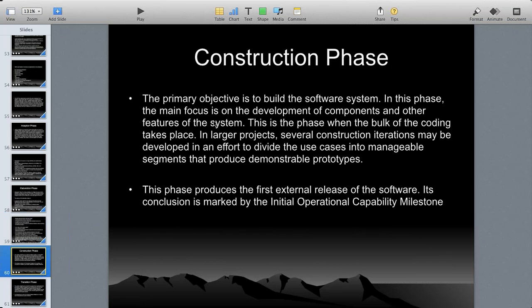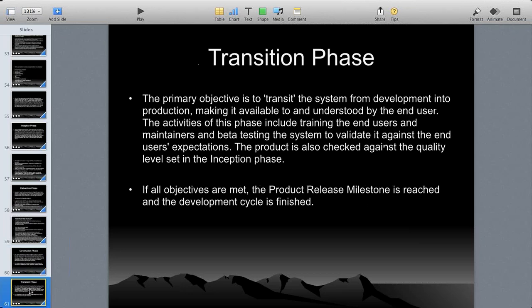Then construction. In construction, the primary objective is to build the system software. Same story. This is the phase where the bulk of coding takes place in larger projects. Transition is transit, moving the application from one environment to another. The primary objective is to transit the system from development into production, making it available to and understood by the end user. Yes, deployment and UAT.